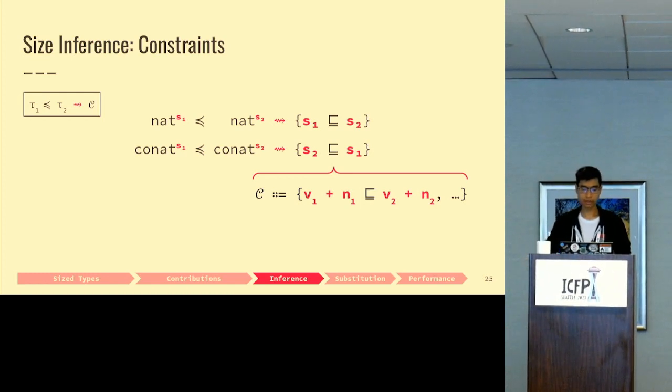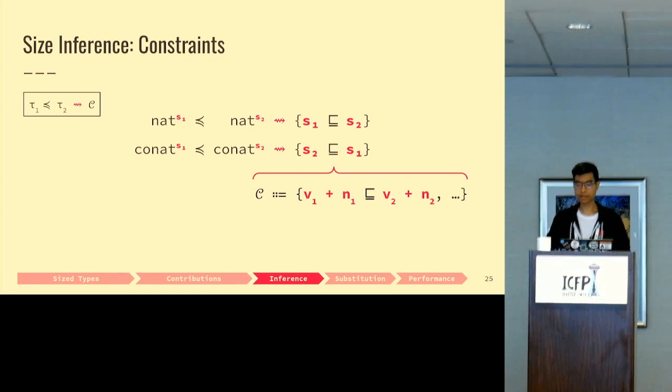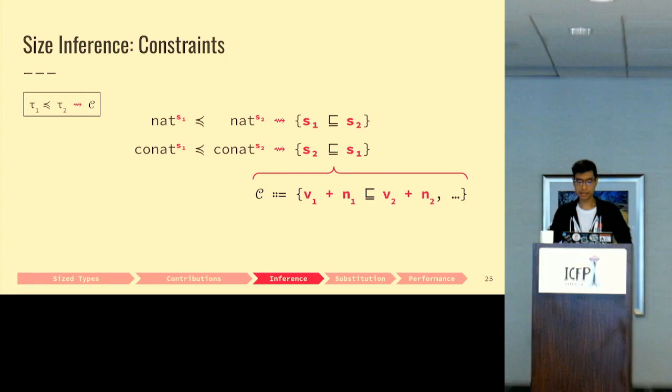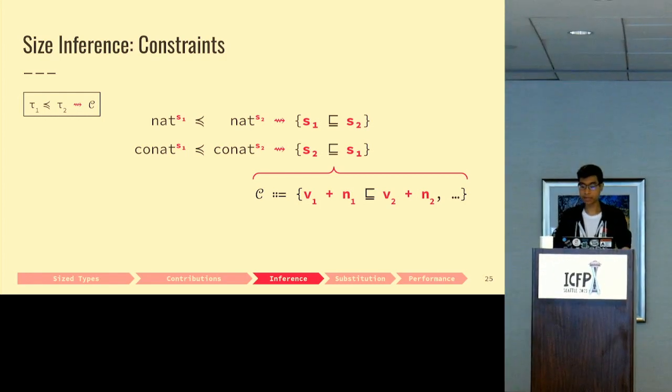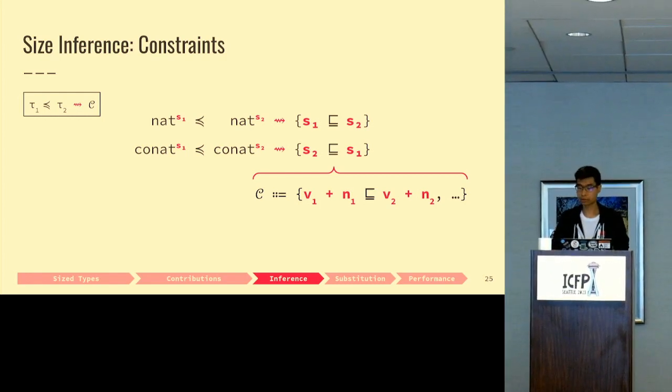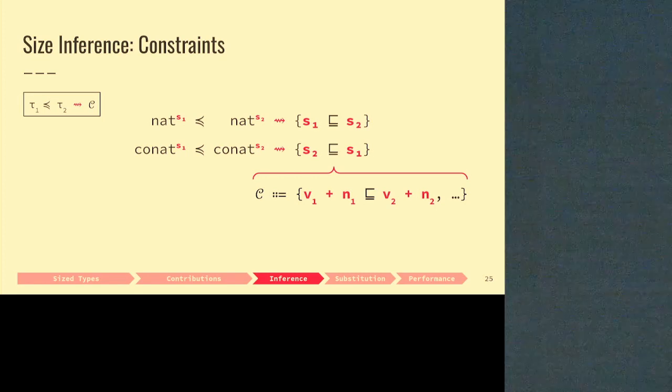And intuitively, this is because the size of an inductive represents at most how large it is. So in this example, a natural of size at most S1 also has size at most S2 if S1 is less than or equal to S2.